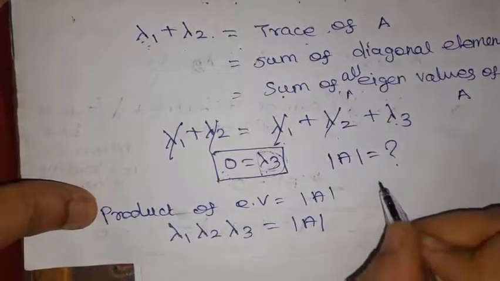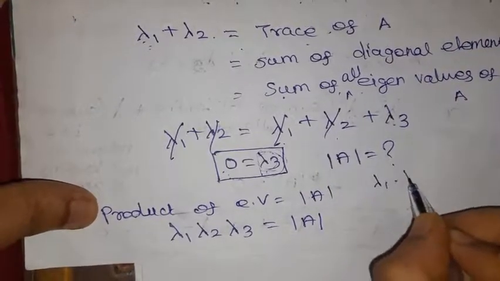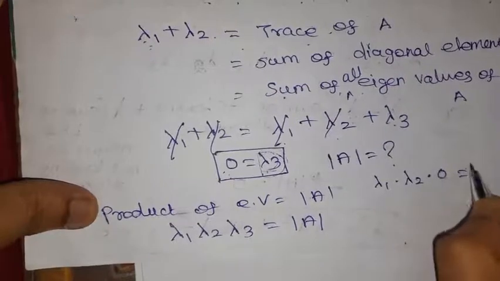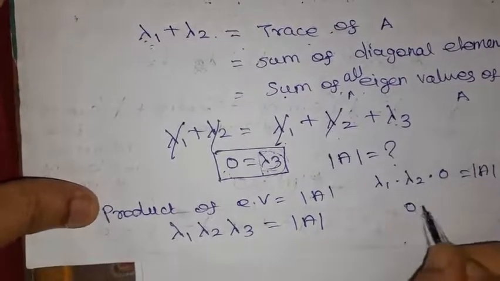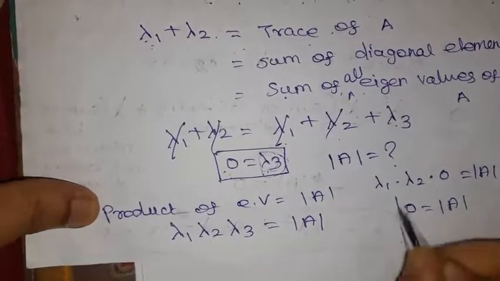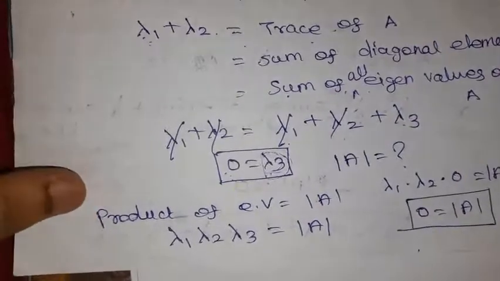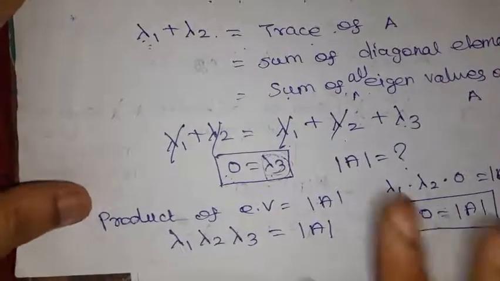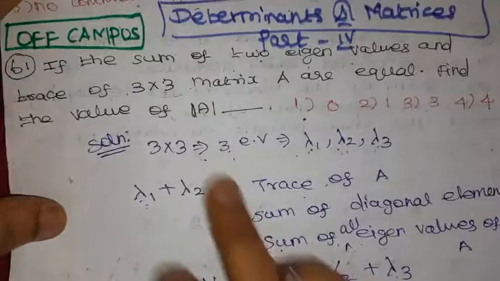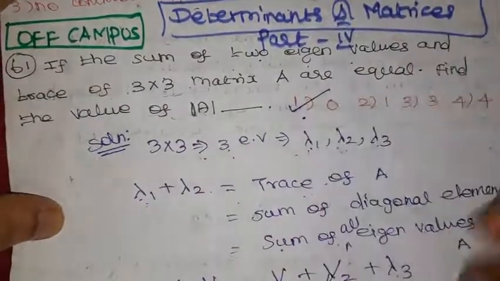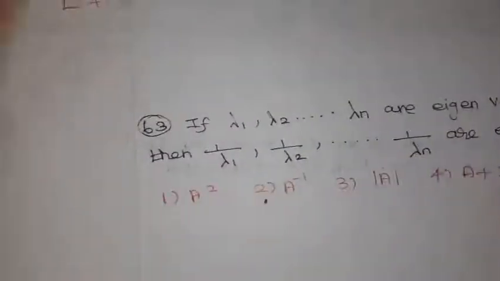So, lambda 3 equals 0. Obviously, lambda 1 times lambda 2 times 0 is equal to the determinant of A. So, we are getting the determinant of A as 0. This is the procedure to solve this problem. The determinant value is nothing but 0. Okay, we will move on to solve the next problem, 62.